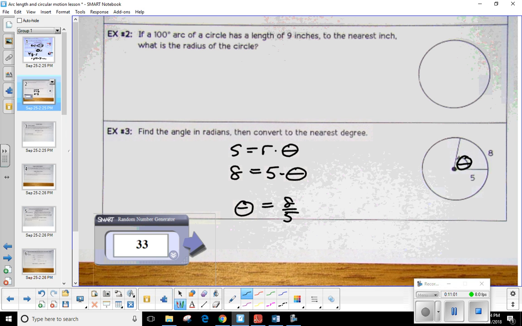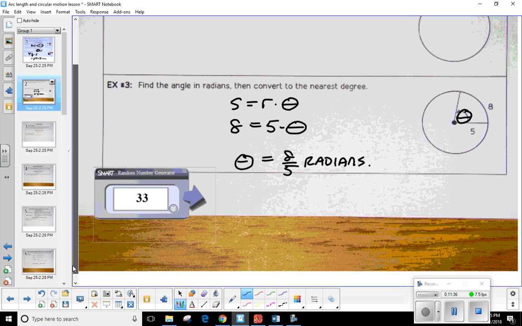Now remember, the only way that this formula works is if theta is what? In radians. So in this case, to have the arc length and the radius, this already has to be in radians. Because if I multiply 5 times 8/5, it should give me an arc length of 8. So it has to be in radians. All right. But now the problem wanted me to do something. So we found it in radians. We now want to convert it to the nearest degree. All right.